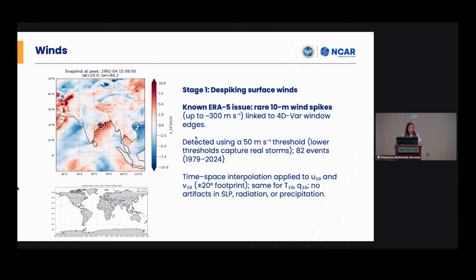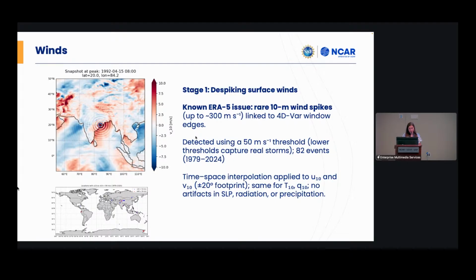So for the winds, there were two stages of correction. On the first stage, we did despiking of the surface winds. One of the known ERA5 issues is that sometimes the reanalysis shows spikes in the 10 meter wind velocities that reach up to 300 meters per second, which is a lot. It seems to be linked with the 4D-Var window edges, because these peaks magically disappear when the new 4D-Var window starts. So it seems to be some assimilation issue.